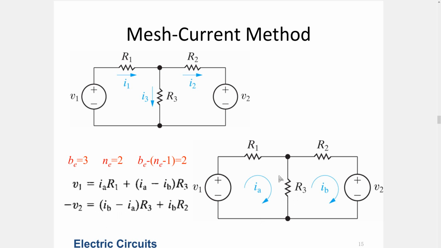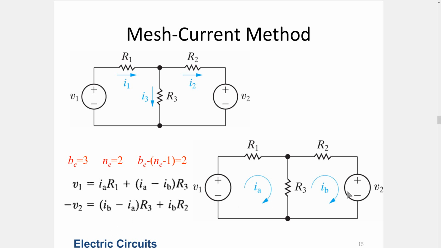Remember, my chosen direction is towards the reference point, and IB is opposing it. This is why when I'm writing the second equation, the voltage drop will be negative, and because of that I put a negative sign. But in the equation, it's reflected inside the parentheses so that it became IB minus IA. So I have two equations and I have two unknowns, IA and IB. If I know all the values of these components, then I can uniquely solve these equations.